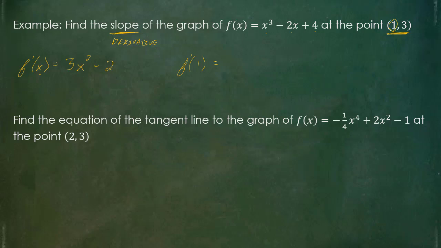So I just plug that in, so that would turn into 3 times 1 squared. Then take away 2. Well, 3 times 1 would be 3. Take away 2, that would equal 1. So the slope at 1, 3, on this function at least, is going to be equal to a value of 1.